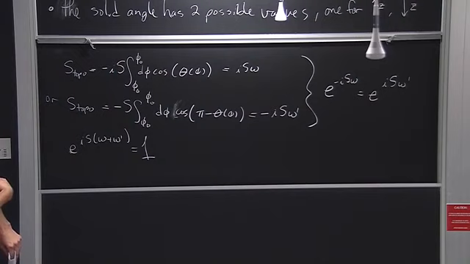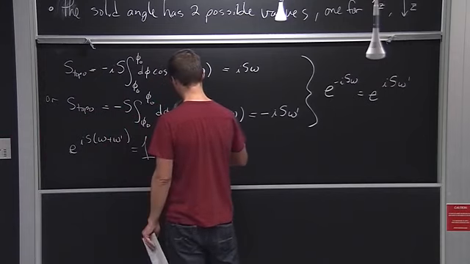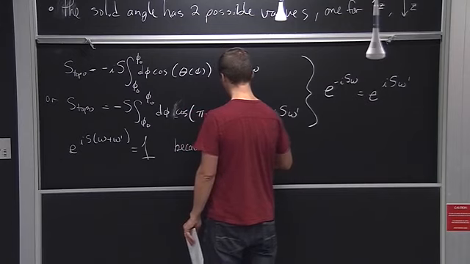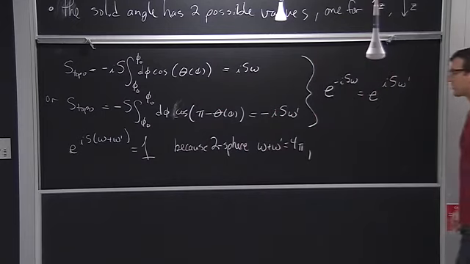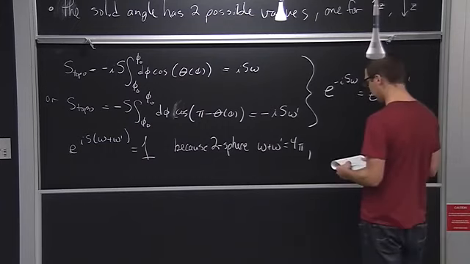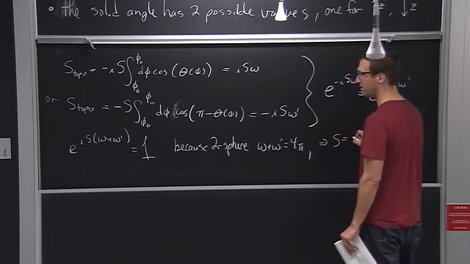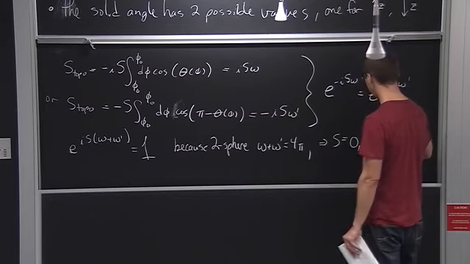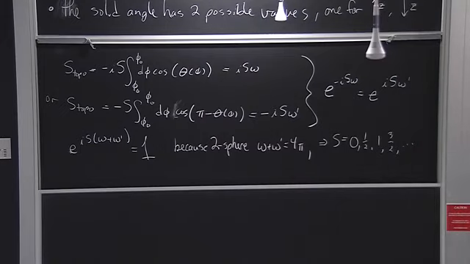e to the i S (omega plus omega prime) has to equal unity. And because we're on a sphere, we're constrained by the topology of that sphere, such that omega plus omega prime is just the surface area of that sphere, a solid angle. So this implies S has to be 0 or half integer. Okay, so that's how the quantization dropped out. I'm just considering the Berry phase.